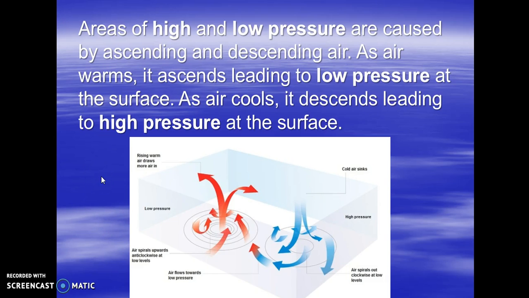Well, we hear about high pressure systems and low pressure systems. Again, that's just caused by ascending air, which is going up, or descending air, which is going down. As the air warms, it will actually rise up. And when it rises up, the air is not able to push down. So this will be a low pressure system.